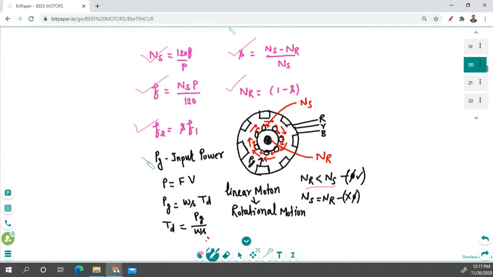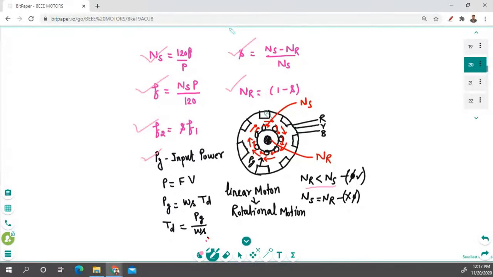Here we have taken some notation. So PG is called input power. Okay, so this is a three-phase supply connected to the stator part. This outer part is called the stator. Inside this there is a rotor part. And these three-phase windings are provided to this stator part.